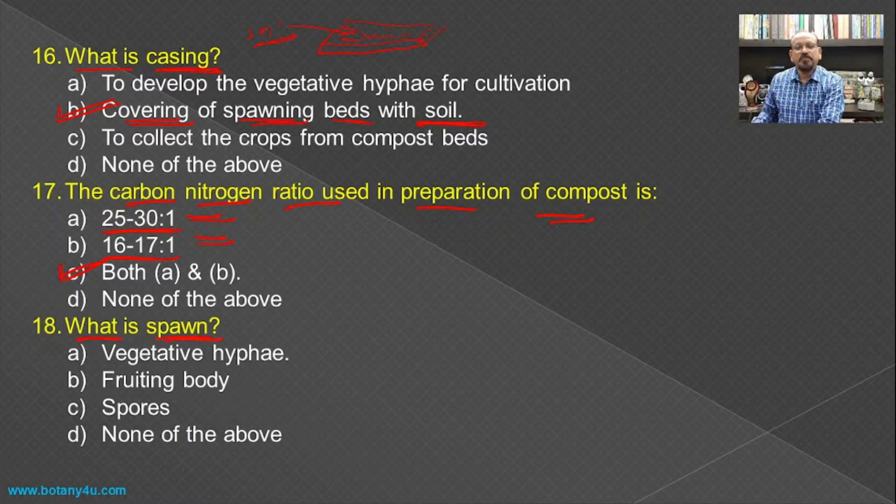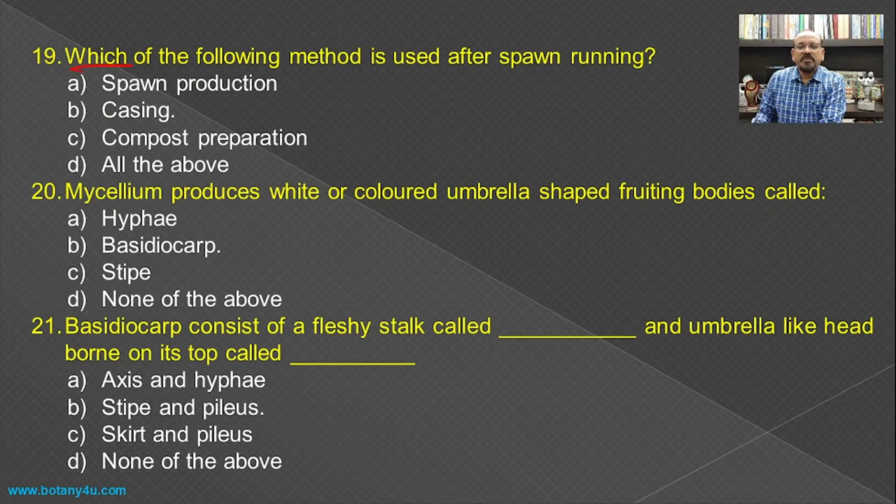Then what is spawn? Spawn is a vegetative part of the body of the mushroom, and that is nothing but the hyphae, and hence the vegetative hyphae is commonly called the spawn, which is to be used for mushroom cultivation. Then which of the following methods is used after spawn running? Earlier we have seen that after spawn running, the spawn is covered with a thin layer of soil, and covering the spawn with a thin layer of soil is known as casing.